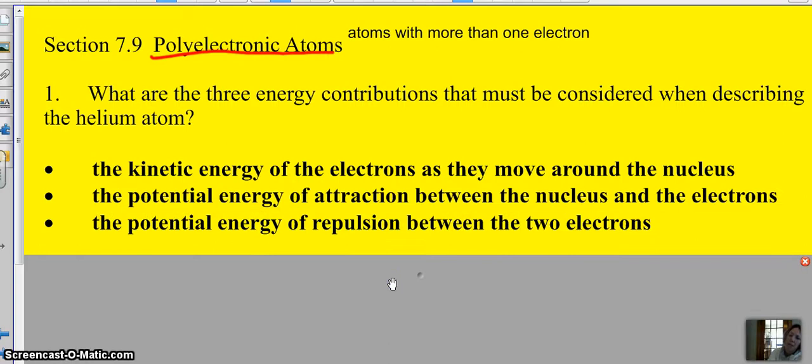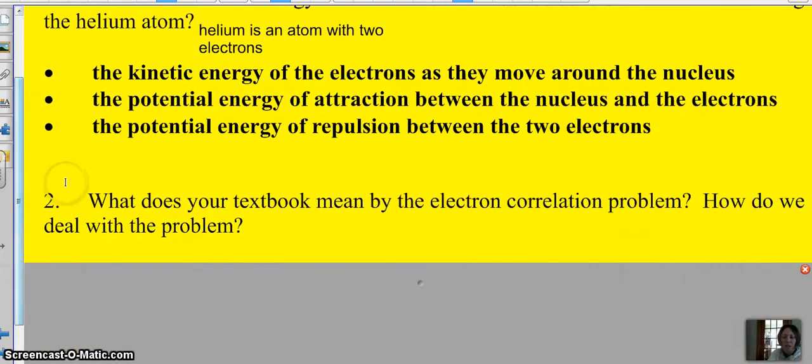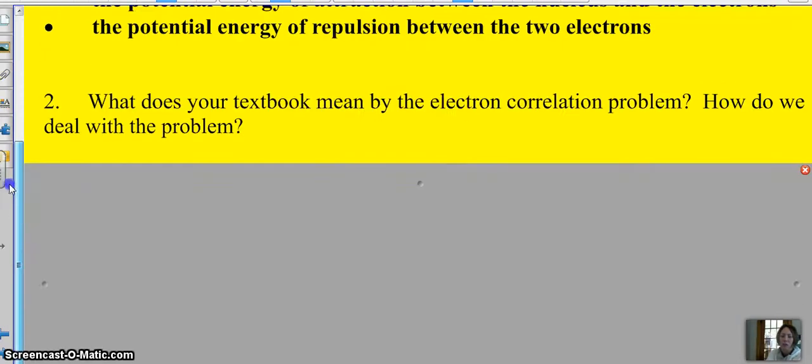What's unique about helium, because helium has two electrons, is that this third one comes into play, the potential energy of the repulsions between the two electrons. So that is an issue that we have to deal with in helium that we did not have to deal with in hydrogen. That's a unique issue. What does your textbook mean by the electron correlation problem, and how do we deal with the problem?